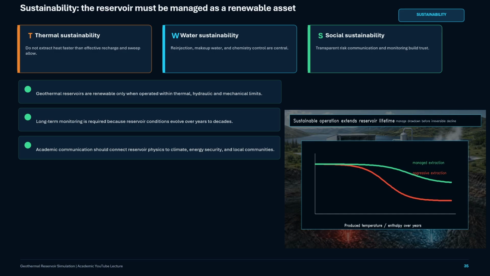This is where reservoir simulation supports responsible energy transition. It helps us move from the question, can we produce heat, to the better question, can we produce heat safely for decades?